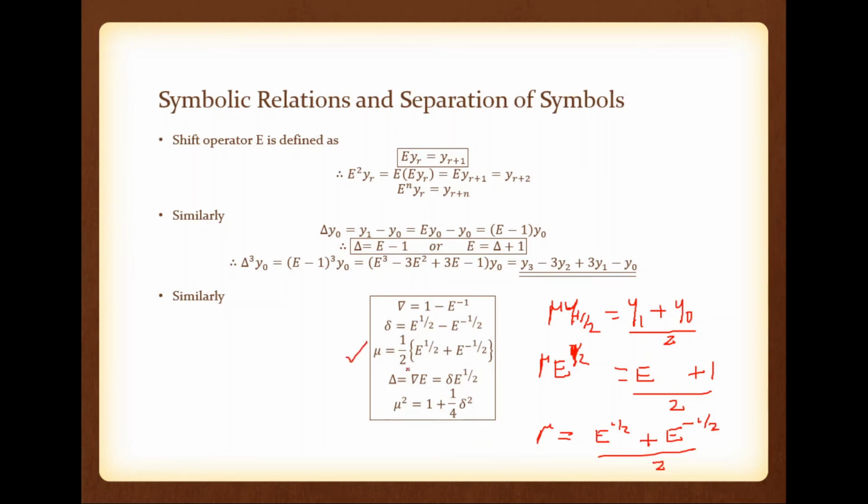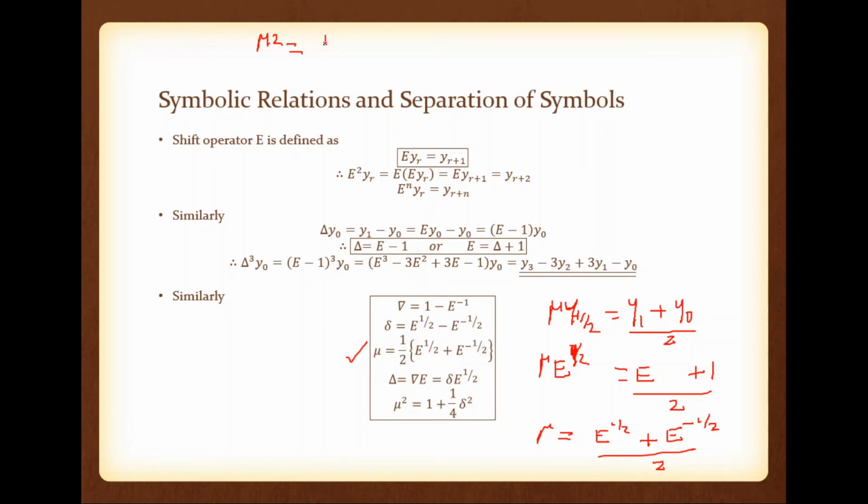And if you are comparing mu and theta, both have e^(1/2) and e^(-1/2). The only difference is here we have 1 by 2 outside, and second thing, here we have plus, here we have minus. So definitely we can derive a relationship between these two. So for that purpose, take mu square. What is mu square? This is mu, 1 by 2 into e^(1/2) plus e^(-1/2). So what is its square?